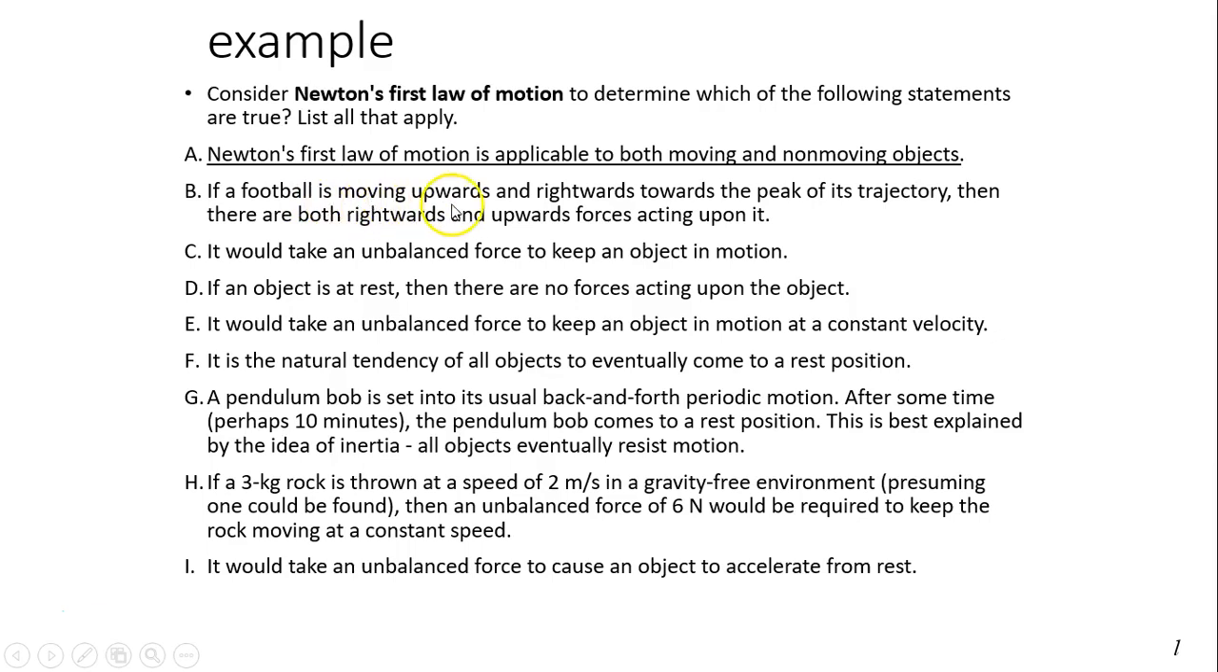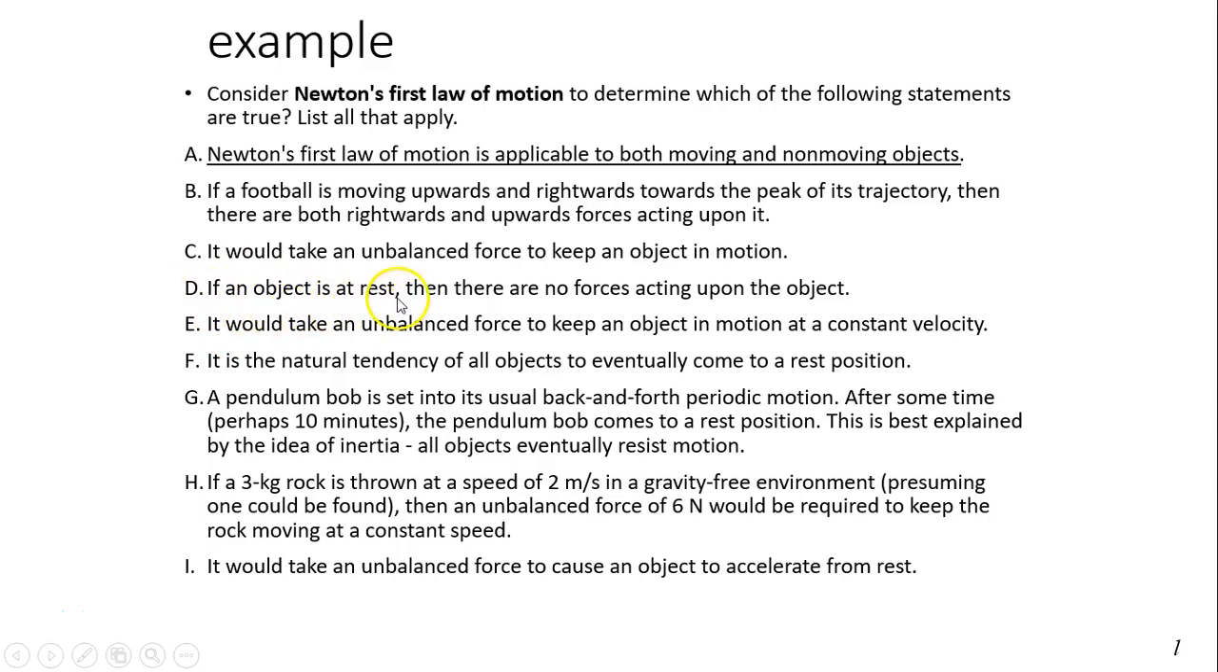If a football is moving upward and rightward toward the peak of its trajectory, then there are both rightward and upward forces acting on it. No, an object in motion stays in motion. Wrong. C, it would take an unbalanced force to keep the object in motion. No, unbalanced force causes acceleration. Unbalanced force causes change in motion. It doesn't keep the object in motion.